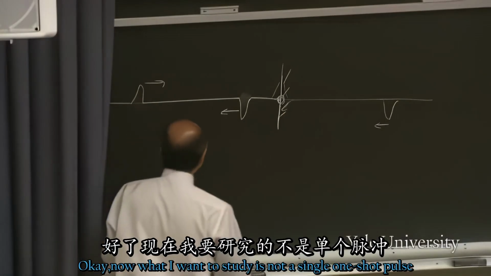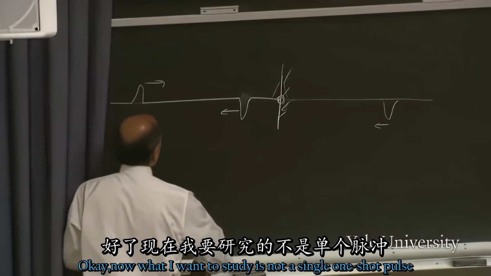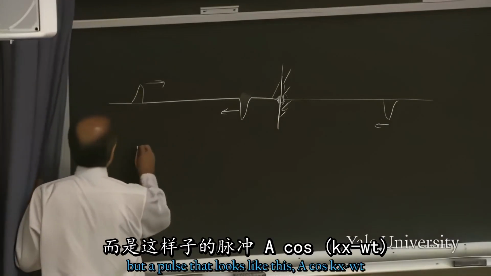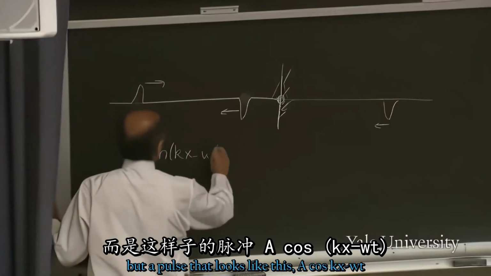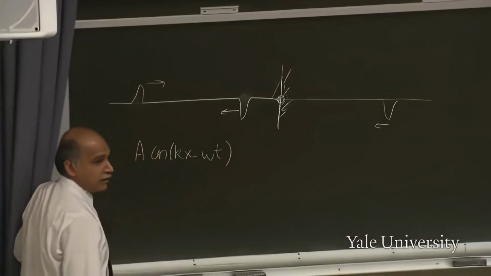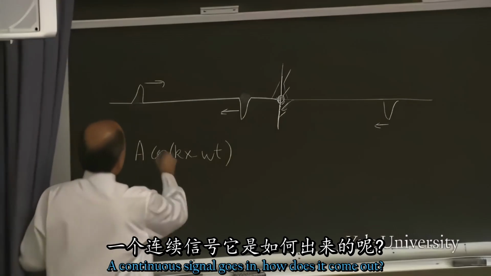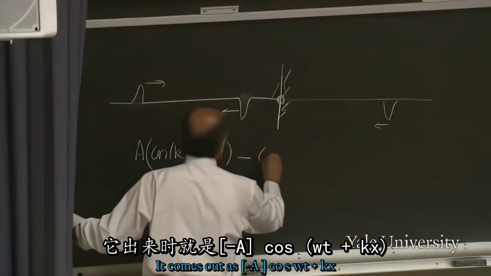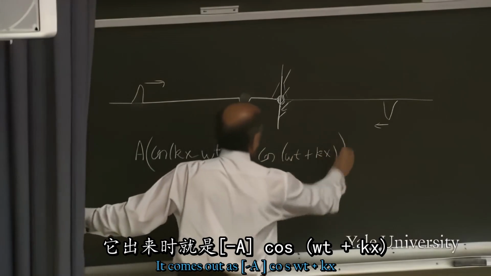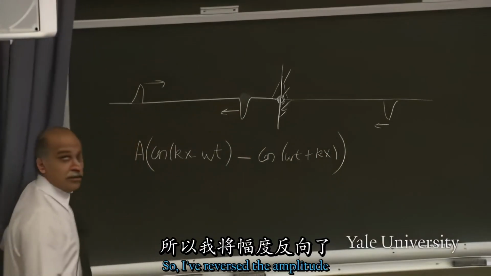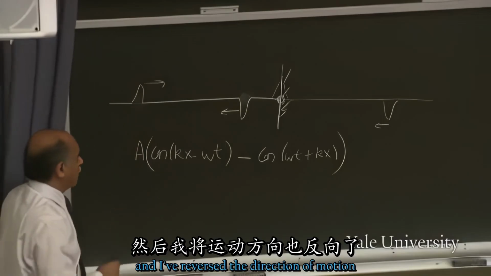Okay, now what I want to study is not a single one-shot pulse, but a pulse that looks like this: A cos(kx − ωt). A continuous signal goes in. How does it come out? It comes out as cos(ωt + kx). So I've reversed the amplitude, and I've reversed the direction of motion.